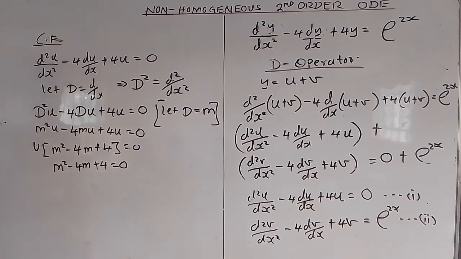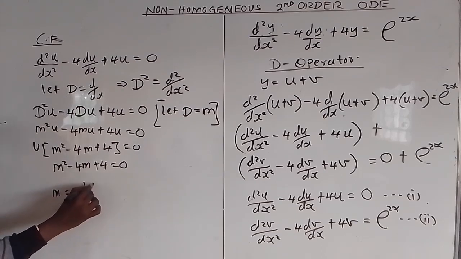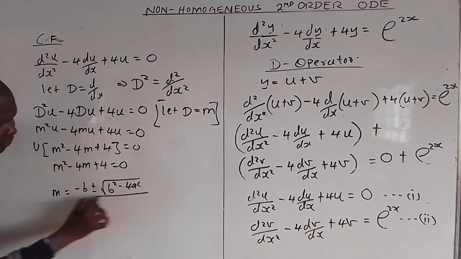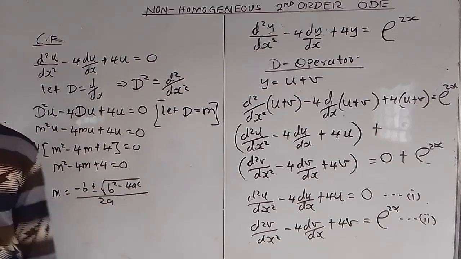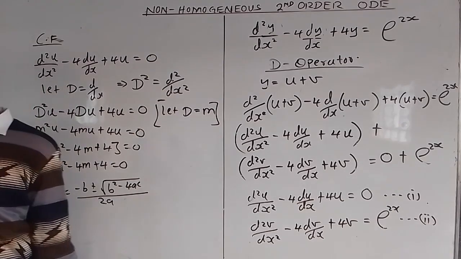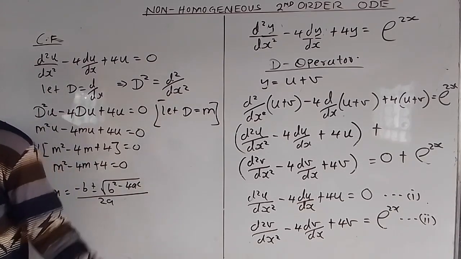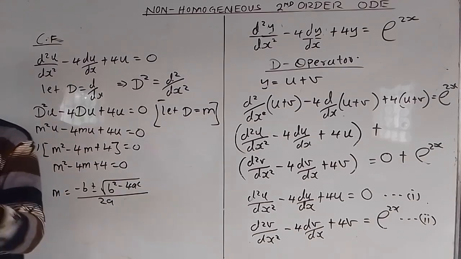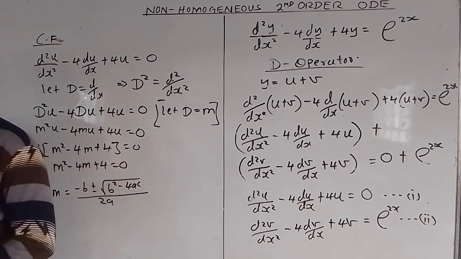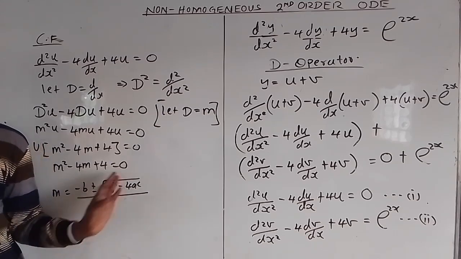If we solve for m using the quadratic formula, we have m is minus b plus or minus the square root of b squared minus 4ac, over 2a. You must always use the quadratic formula because you can get m to be either two real roots, or complex, or real and complex, isn't it? Yeah. So always use the quadratic formula.